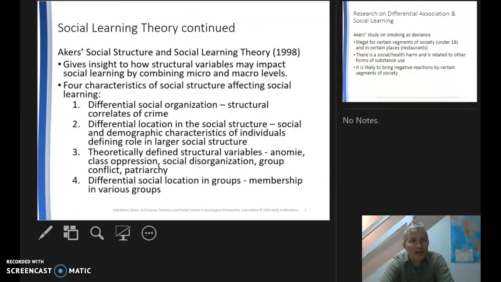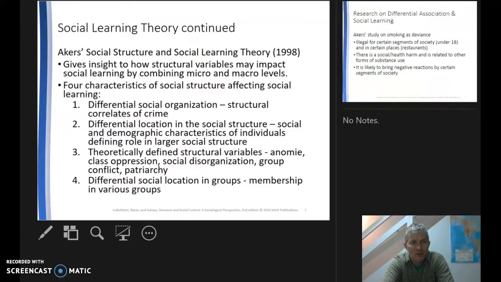These four tenets are the basis for Akers' social structure and social learning theory. It gives insight into how structural variables may impact social learning by combining micro and macro levels. This is one of the places where you see a theorist trying to say, yes, it is structure, but it's also agency.